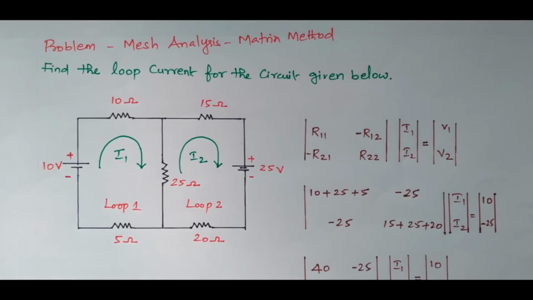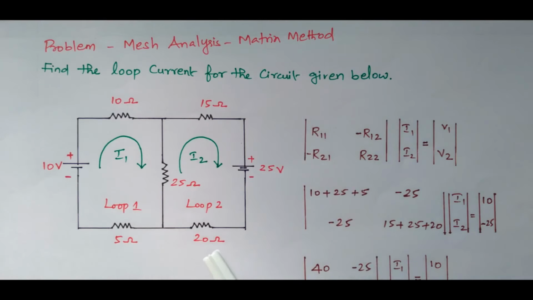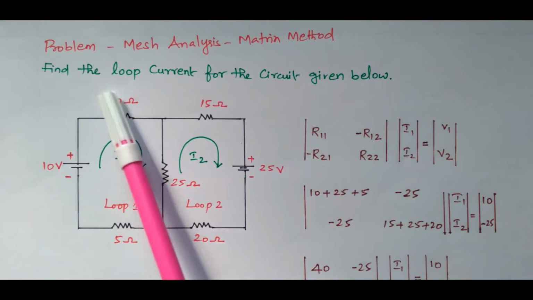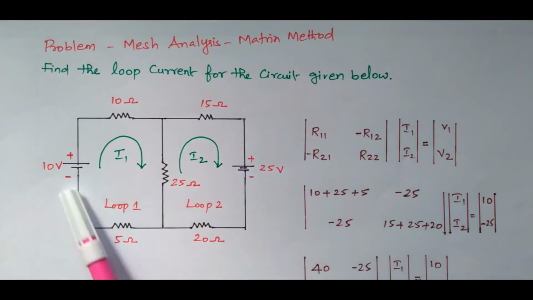Welcome viewers. In this video, we'll see the mesh analysis by solving the problem using the matrix method. So the problem is: find the loop current for the circuit given below. For this circuit, we need to find the loop current using the matrix method.